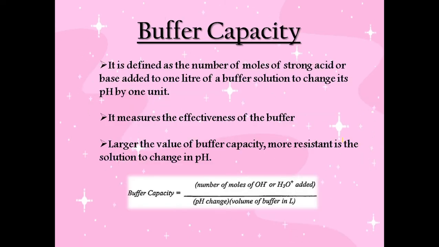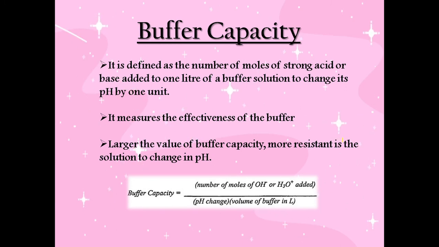And the next one is buffer capacity. You take 1 liter of buffer solution and add moles of a strong acid or base to it, and when the pH changes by 1 unit, you measure that value. That is your buffer capacity. So this measures the effectiveness of a buffer, which means how efficient your buffer is.